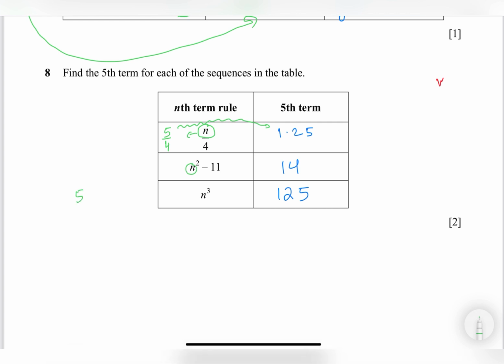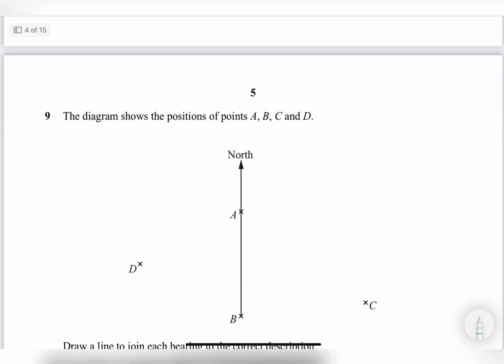So it would be 5 squared minus 11. 5 squared is 25 minus 11, which will give us, yes, tell me, 14. N cube, 5 cube, that is 125. Very good. You got 2 marks for it. Let's move on to the next one.